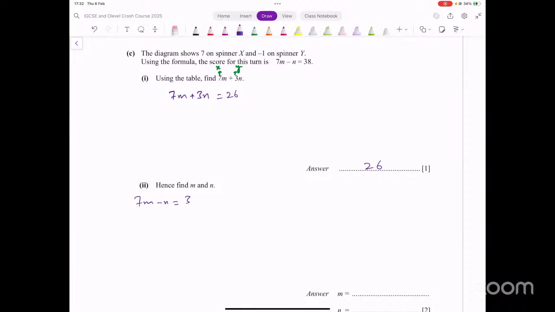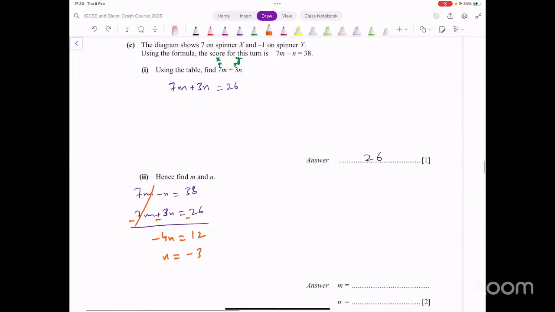We can solve them simultaneously, find the values of m and n. 7m minus n equals 38, 7m plus 3n equals 26. You can use substitution, elimination, whichever method you prefer. In this case, elimination is going to be fairly quick because we have 7 and 7 in both of them. So what I can do is subtract the second equation from the first. So we can change these signs then. This gets cancelled, and we have minus 4n, minus n minus 3n, right? That's minus 4n equals 38 minus 26, which is 12, and n equals minus 3.